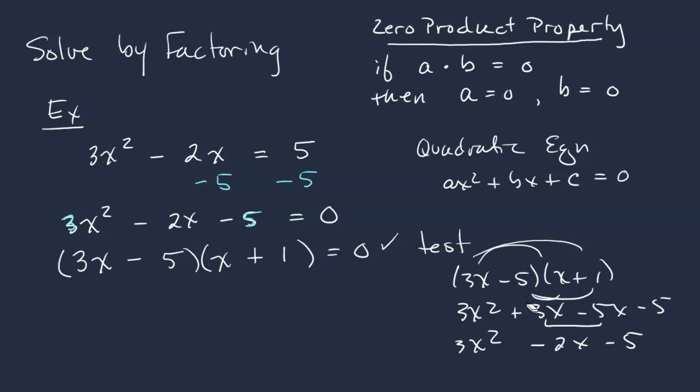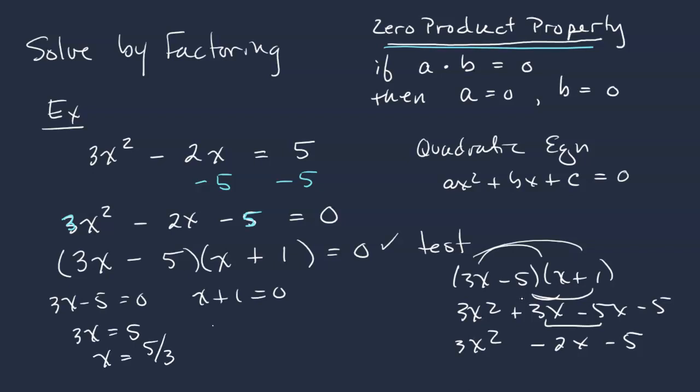So now that we're here, we can use the zero product property by stating that 3x minus 5 could be 0, x plus 1 could be 0. Therefore, 3x equals 5, and x is 5/3, where we subtract the 1 over and just see that x is negative 1. And these are the two solutions to our quadratic equation 3x squared minus 2x minus 5 equals 0. So these are the zeros, they're the roots, they're the x-intercepts.